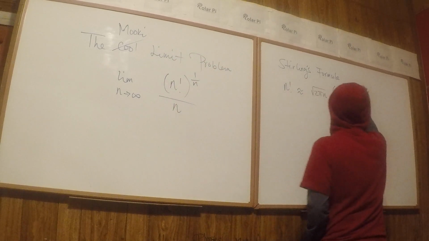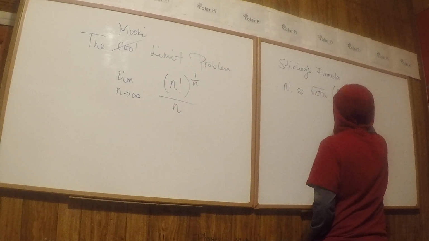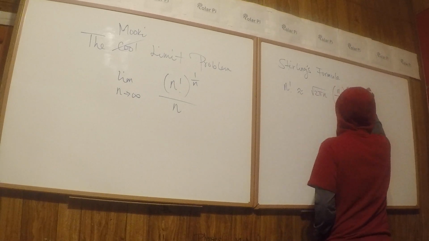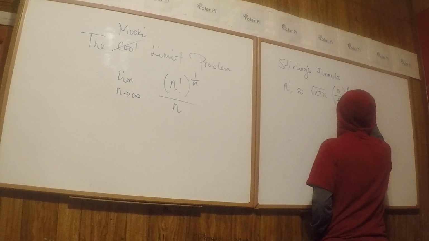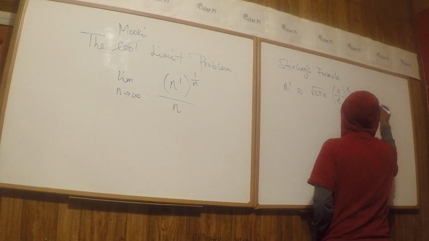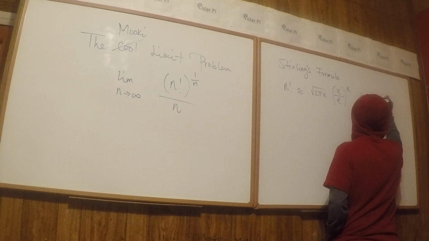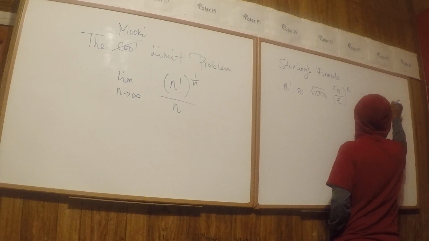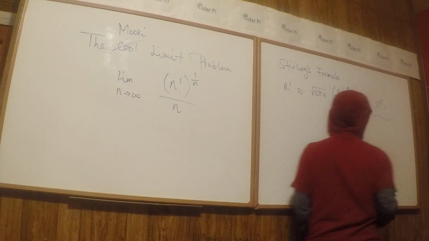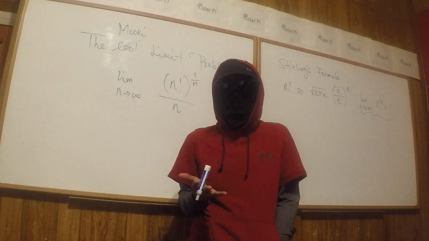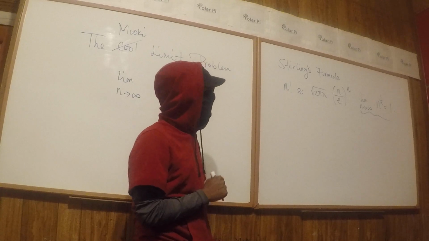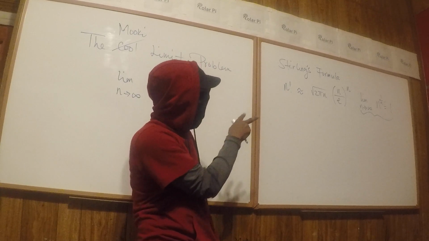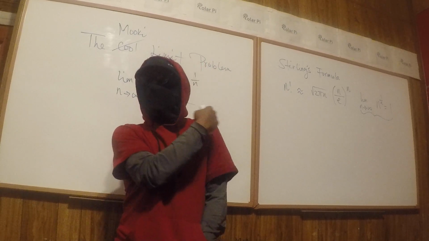In addition to this, we also need the fact that the limit as n goes to infinity of n to the 1 over n is equal to 1. I show you how to prove this using the squeeze theorem, so I'll leave you a link to that. But together with those things, this is easy.